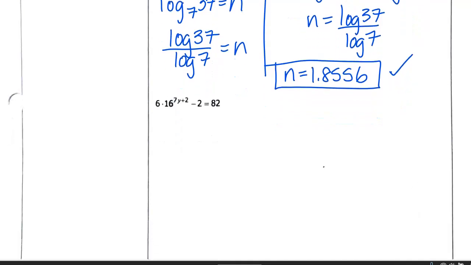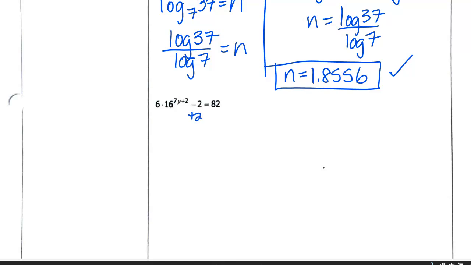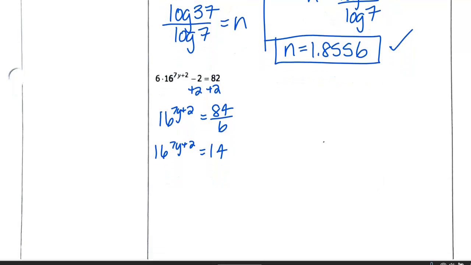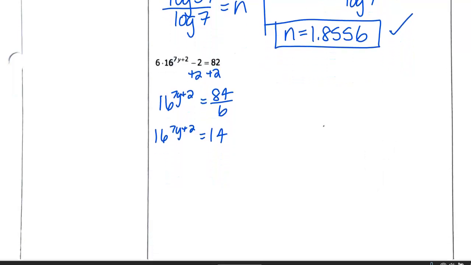So again, the first thing we want to do is isolate that exponential expression. So we're going to isolate the 16 to the 7y plus 2. So we add 2. And then we're going to divide through by 6. So we're going to get 16 to the 7y plus 2 equals, let's see, 84 divided by 6. That is 14. So 16 to the 7y plus 2 equals 14. We can see that we cannot rewrite them at all to get the same base, which means that we have to convert to a log equation.